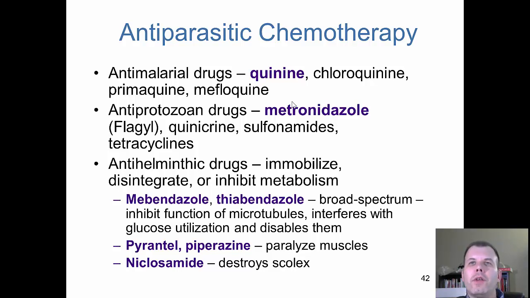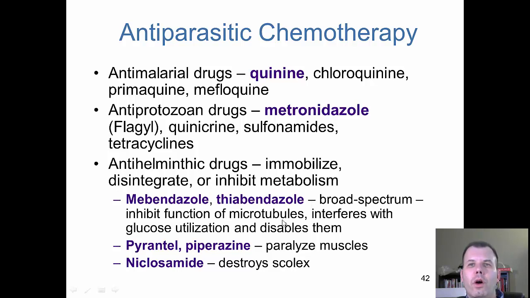There are some other ones out there, some sulfonamides and tetracyclines that are both antibacterial and antiprotozoan because they target, again, protein synthesis, but long term use of these things can be bad for you. And then some of these anti-helminthic drugs or anti-worm drugs immobilize, disintegrate, or inhibit metabolism.